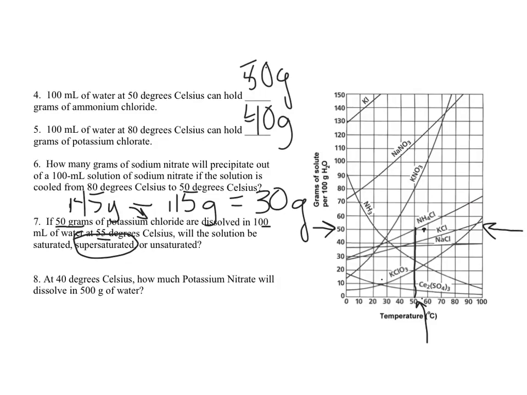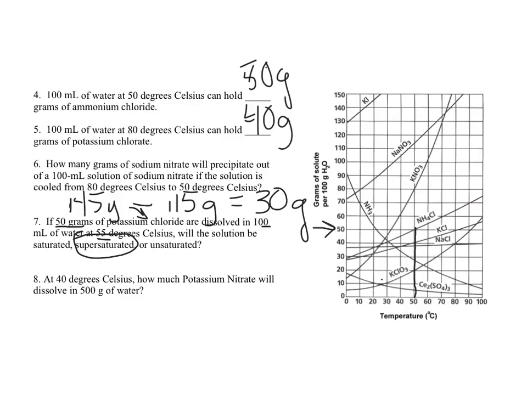And last but not least, question number 8. So we like questions like number 8 because they're essentially as tricky as it can possibly get. The question says, at 40 degrees Celsius, how much potassium nitrate will dissolve in 500 grams of water? So notice this time, all the other times it's always been 100 grams or 100 milliliters of water. This time it's 500 grams of water.